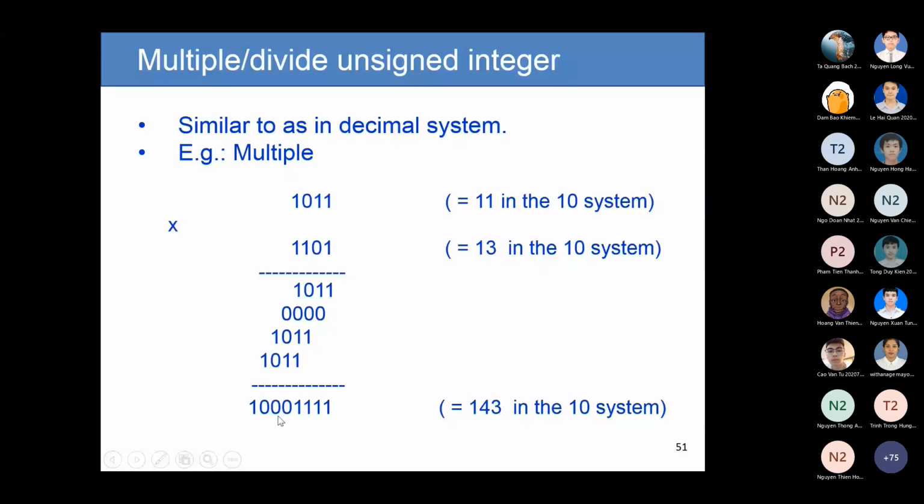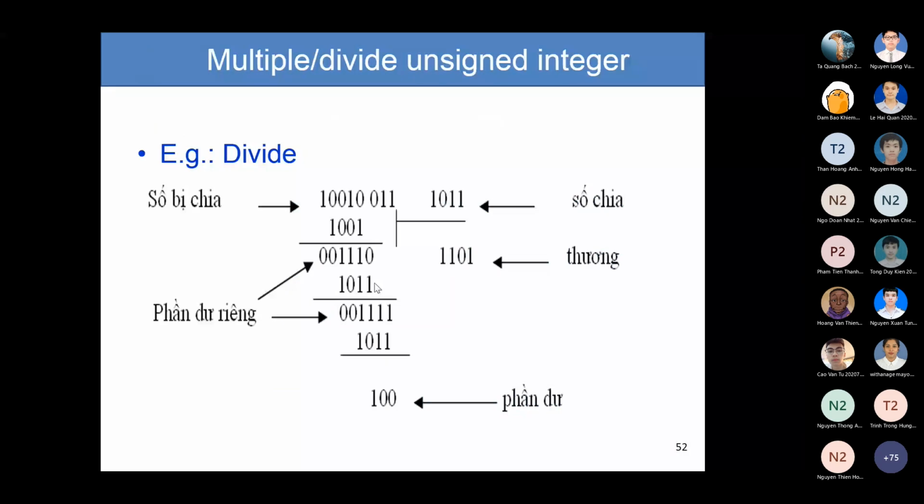So actually, multiplication and division in binary we do the same as in the decimal system. Okay, the same. Division is different, a little bit more difficult, but actually it's the same way as in the decimal system.